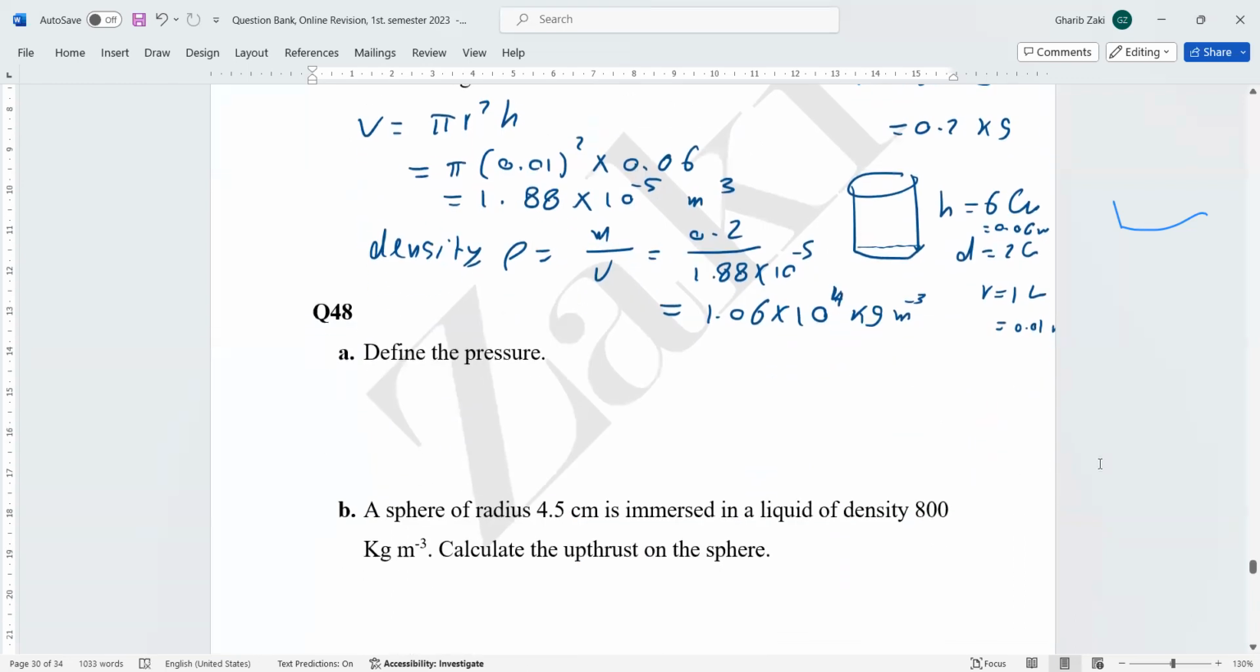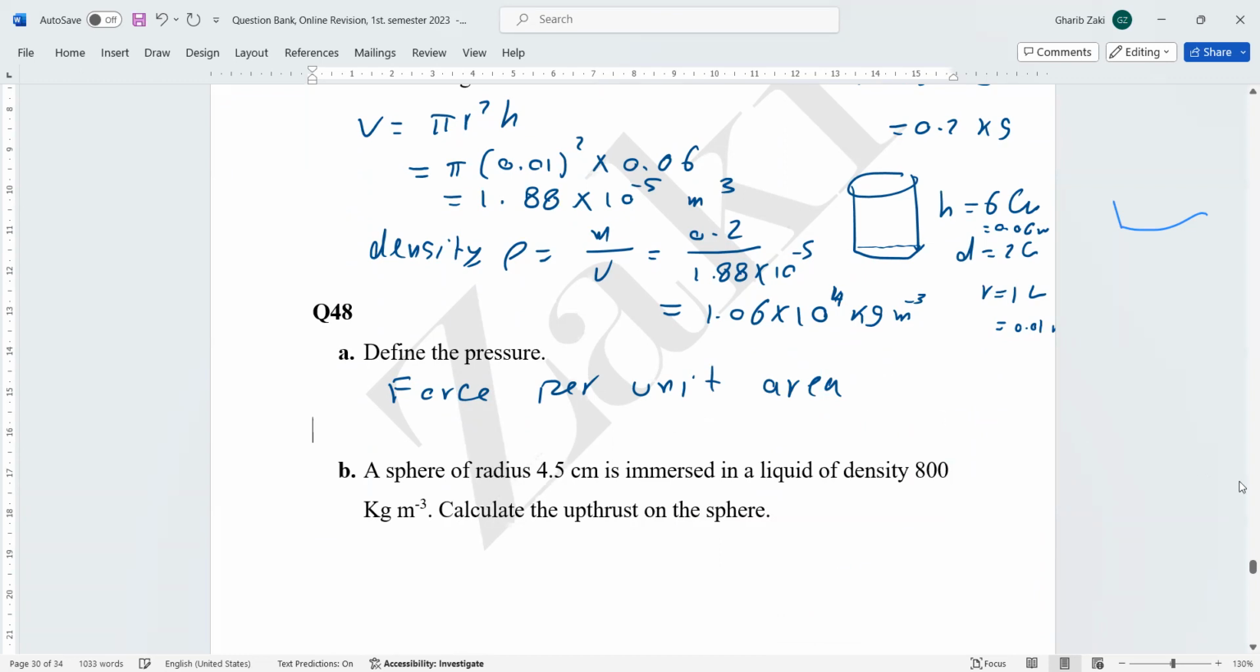Next question. Define the pressure. Pressure is the force per unit area. Now, next, we have a sphere of radius immersed in a liquid of density. Calculate the upthrust. The upthrust, or buoyancy force, equals rho g V. Here the radius is 4.5 centimeter. We convert to meters, so 4.5 times 10 to the power negative 2.